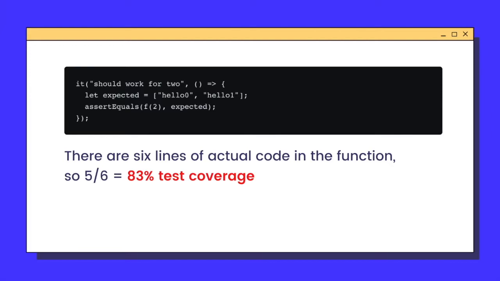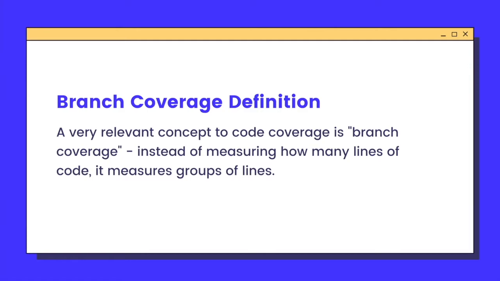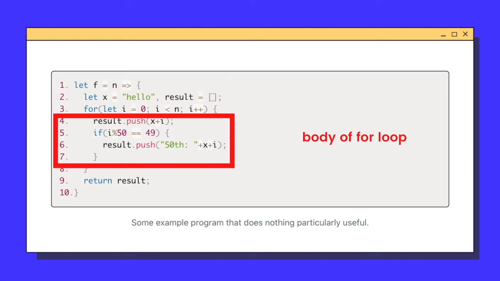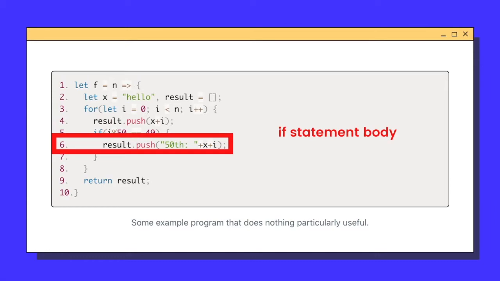A related concept is called branch coverage. So instead of measuring how many lines of code, it measures groups of lines. In our example above, there's only 2 branches. There is the main branch, there's the body of the for loop, and there's actually a third branch called the if statement body.